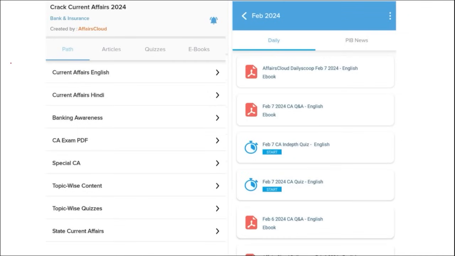Our first segment is daily current affairs. We make sure to provide you current affairs on a daily basis in both English as well as Hindi. The PDFs for the same are uploaded on our application, and apart from this, we also provide you with quizzes that will help you revise the content after you have gone through the PDF.